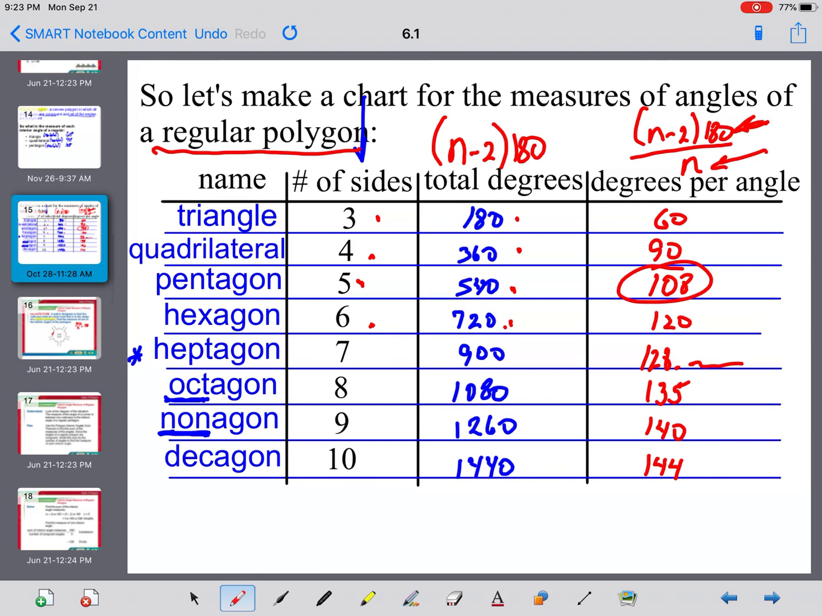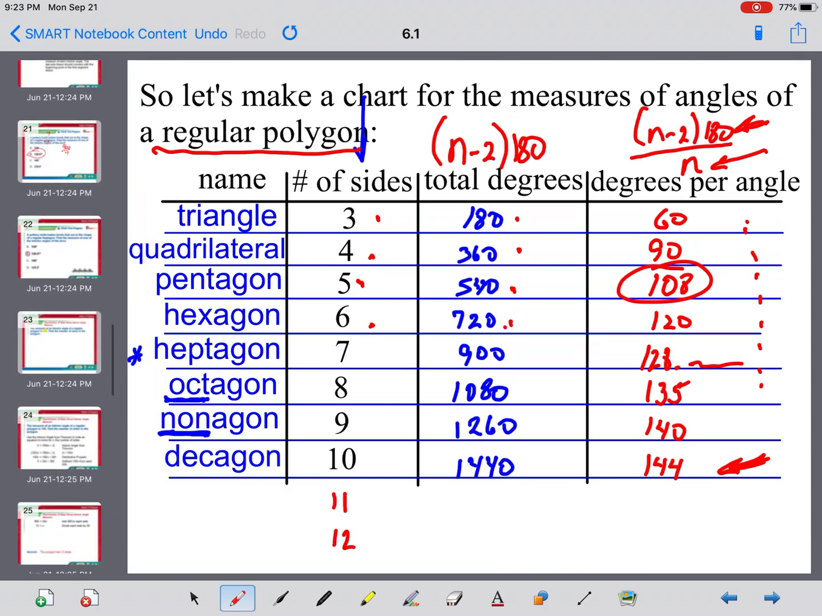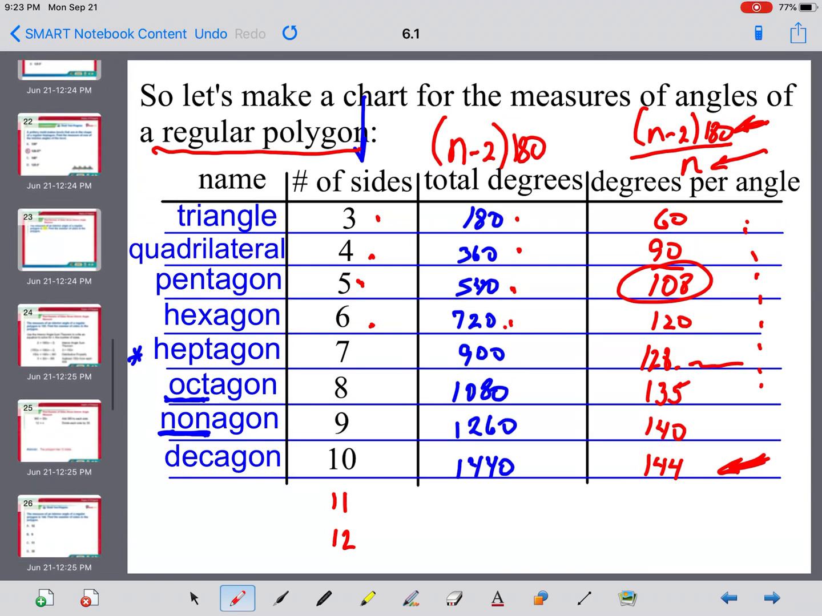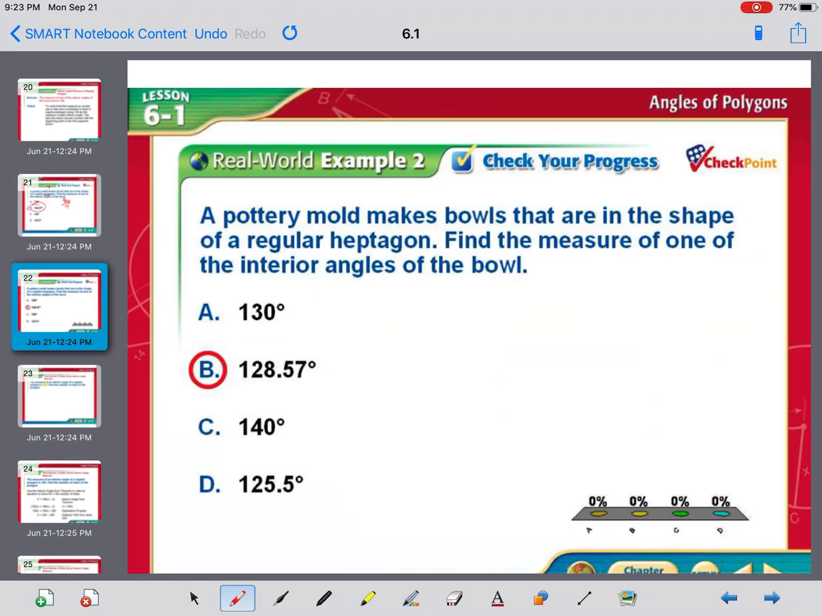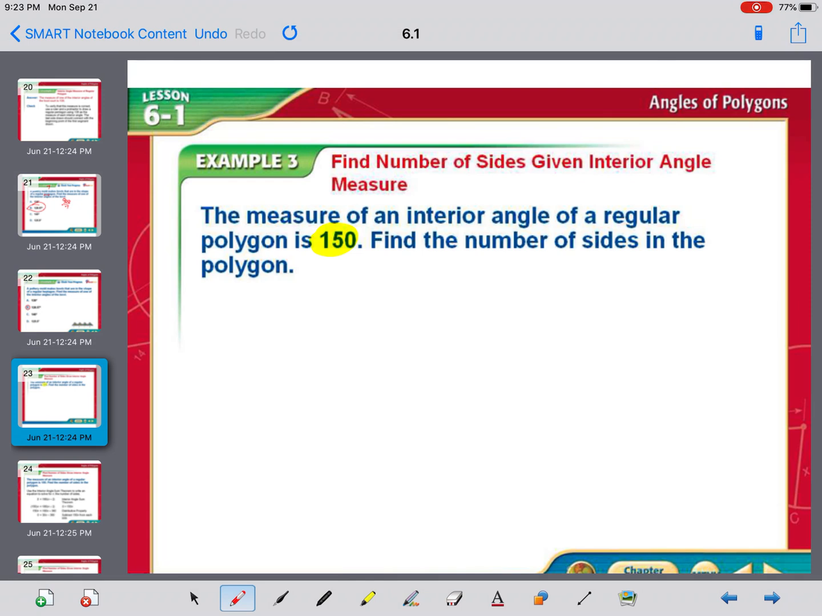Well, I go back to my table, and I don't think I got to 150. I got close, but I didn't get to 150. I'm going up, but I didn't get there. So I might go another one to 11 and 12 and see if it worked that way. Or I could go back to the problem and remember.